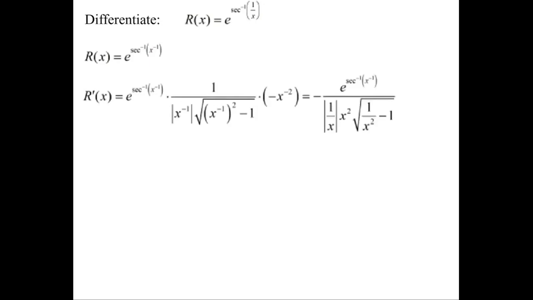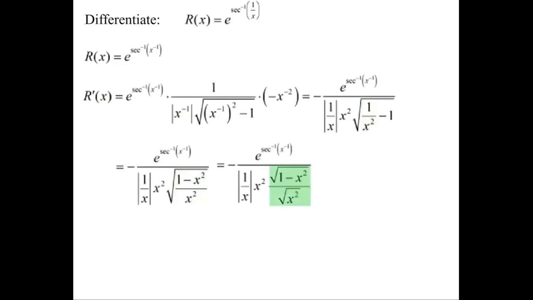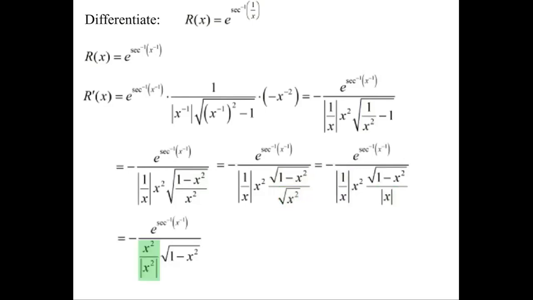Now here, what we want to do is add the terms by getting a common denominator, taking the square root of both the numerator and the denominator. Square root of x squared is the same thing as the absolute value of x. This combines with the other absolute value term. And then here, what happens is that x squared over the absolute value of x squared cancel each other out. So we have that the final derivative is equal to the negative of e raised to the power of secant inverse of 1 over x over the square root of 1 minus x squared.